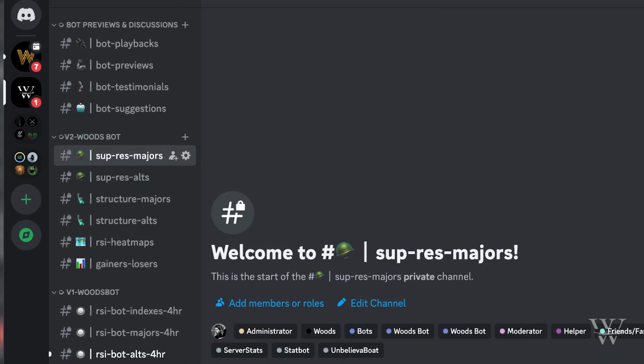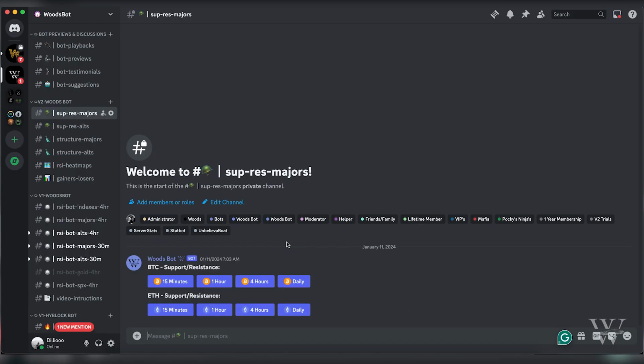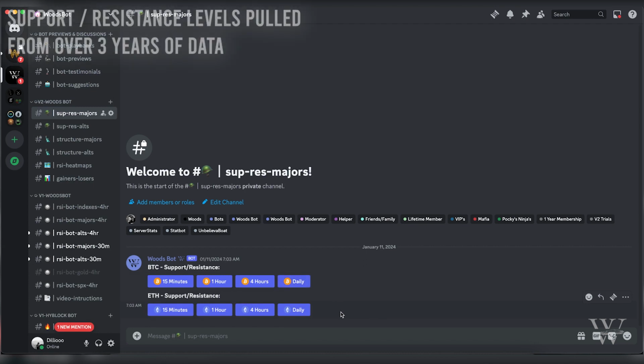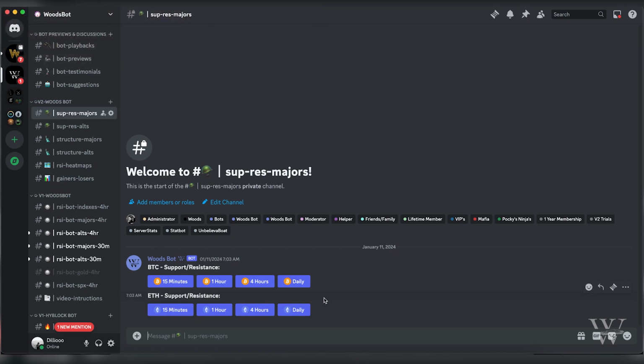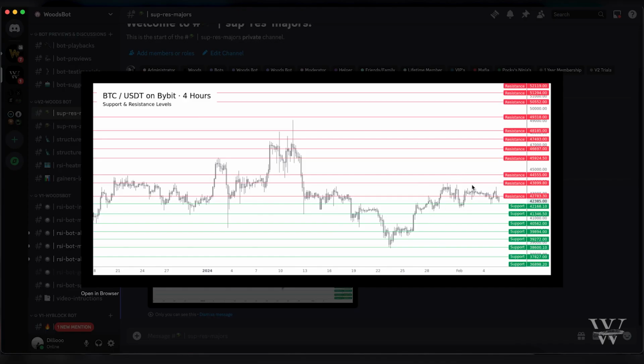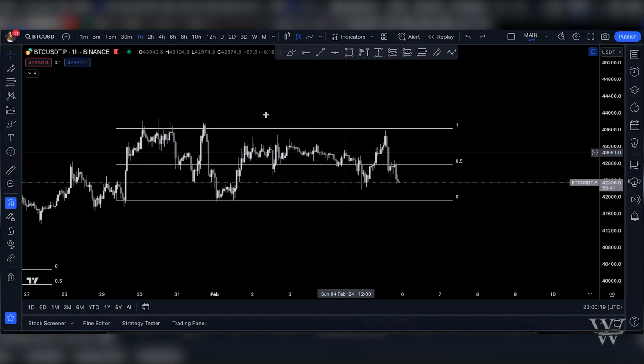Here we have support and resistance levels on Bitcoin and Ethereum for the 15-minute, 1-hour, 4-hour, and daily time frames. This pulls data from 3 years of history to give you these levels, so these are very clear and distinct levels that are proven out over 3 years of data. If we click the 4 hours here, let's pull this up. Okay, I'm going to throw these onto our chart here, with resistance at 43,899.